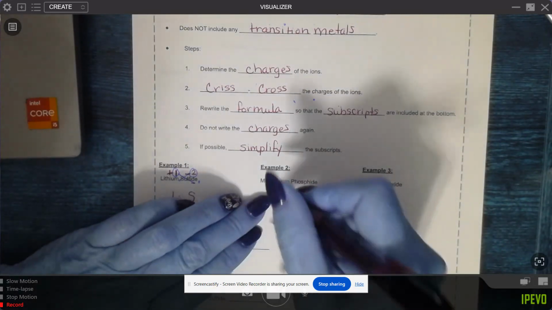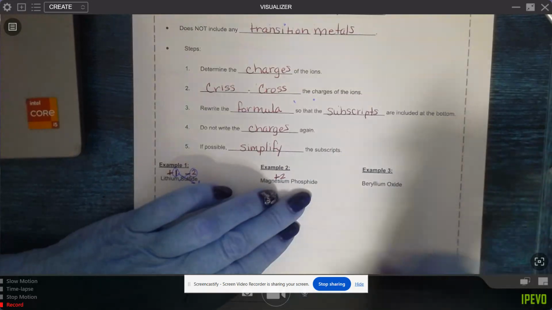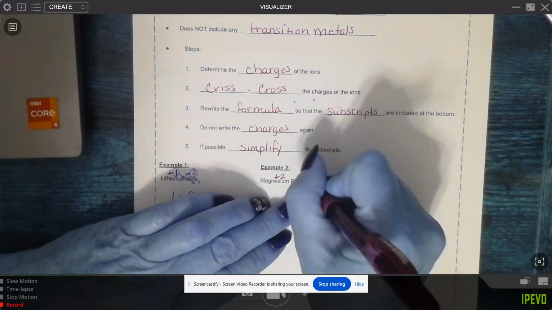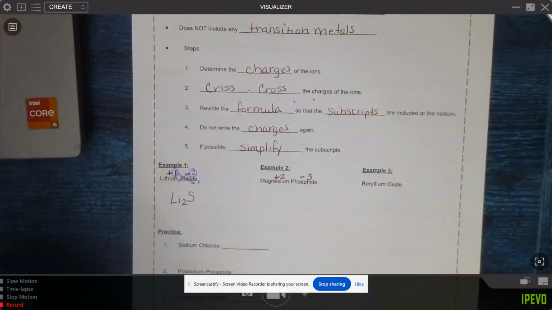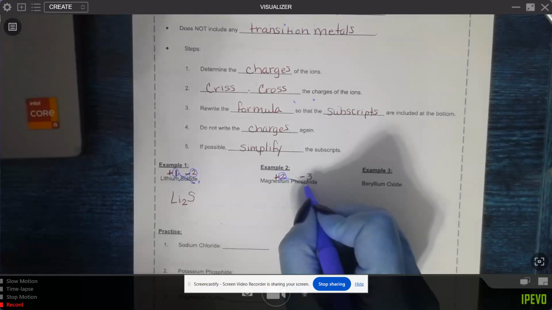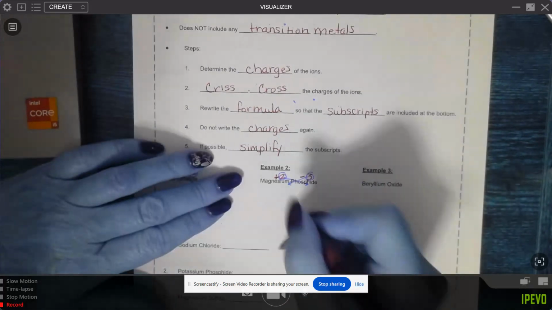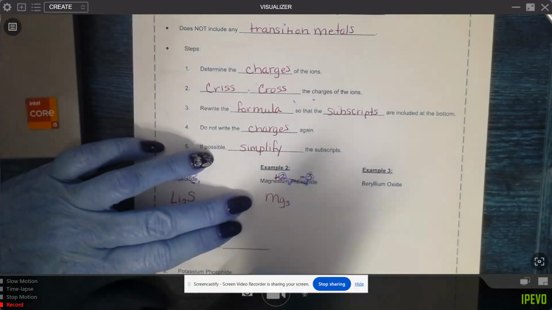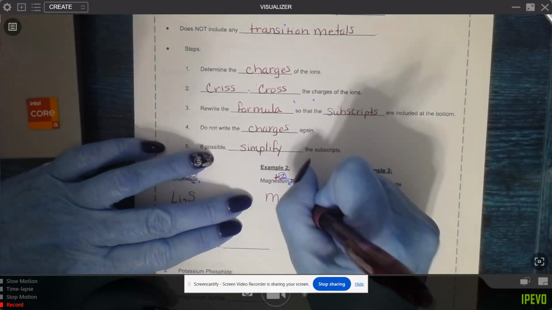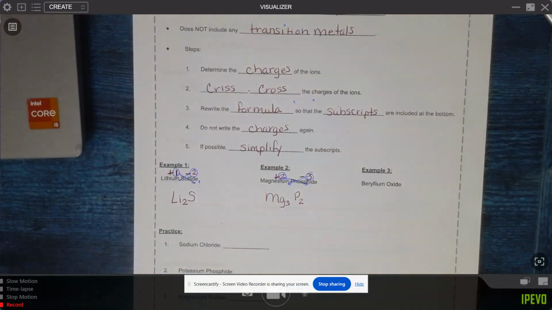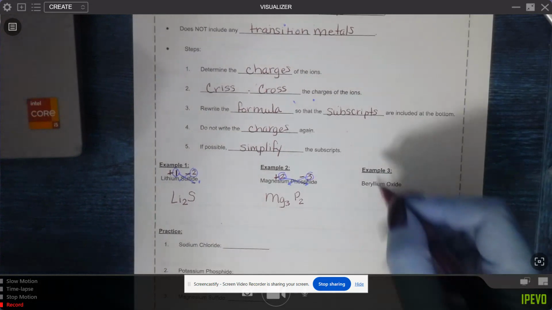All right, let's look at magnesium phosphide. Magnesium's in group 2. The charge is +2. Phosphide just refers to phosphorus, so it has a -3 charge. We're going to crisscross. So we need 3 magnesium and 2 phosphides, or 2 phosphoruses. What this crisscross method allows us to do is figure out how many of each ion there are without drawing out the whole bonding process.